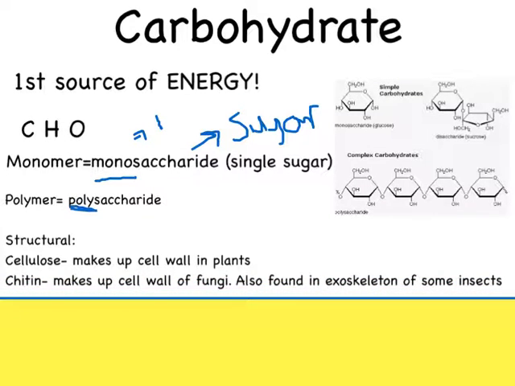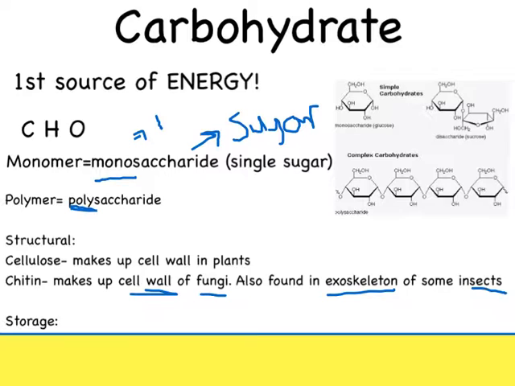Some of these are structural. So cellulose is a structural polysaccharide that makes up the cell wall in plants. And without cellulose, our plants wouldn't have that rigid structure they need to be able to stand up straight. Chitin, which is pronounced chitin, makes up the cell wall of fungus. Right, and we can also find these in the exoskeleton of some insects, to help give them the rigid structure they need to be protected.